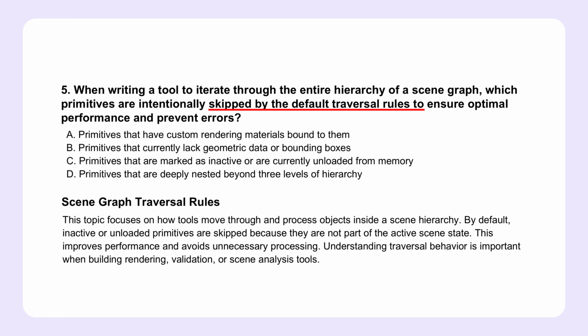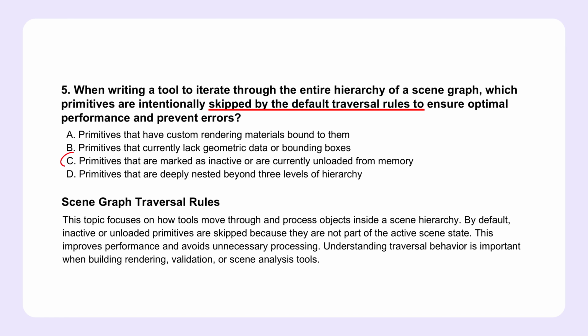Okay. A software tool walking through a scene graph doesn't inherently care about custom materials, so option A is out. Doesn't care if a bounding box is missing because, honestly, it might be traversing the graph specifically to calculate that missing box. Oh, that makes sense. So B is wrong. Right. And it certainly doesn't arbitrarily give up after 3 levels of nesting. I mean, production scenes have dozens of nested levels, so option D is incorrect. Which leaves option C, primitives that are marked as inactive or unloaded.